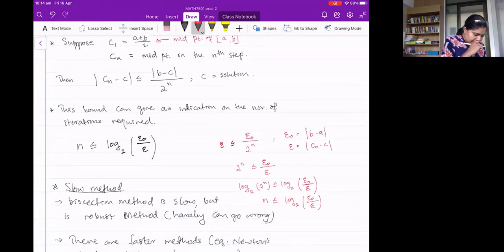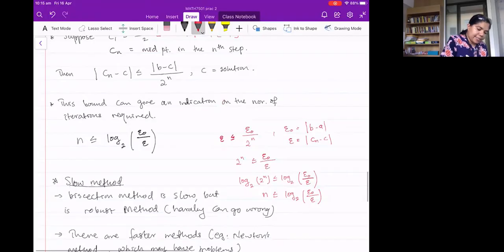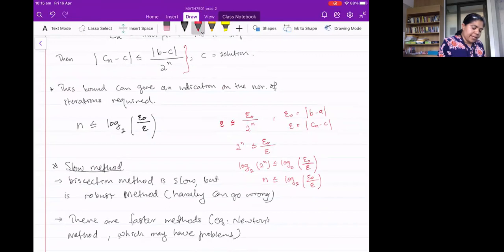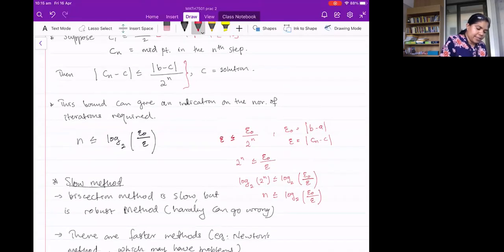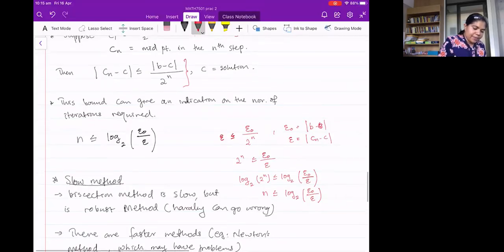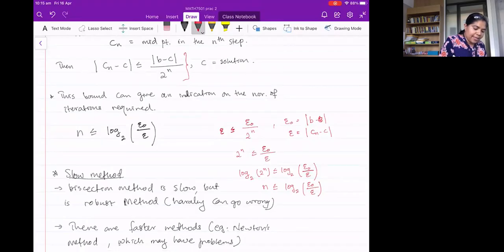Now, the convergence rate is linear, and this part can indicate the number of iterations required. So n should be less than or equal to log base 2 of E0 over epsilon, where E0 is B minus C, and epsilon is Cn minus C.